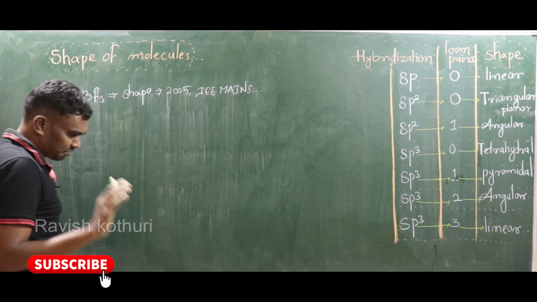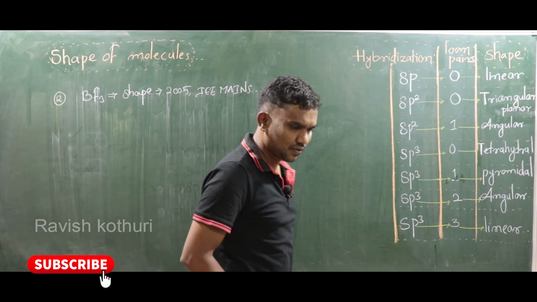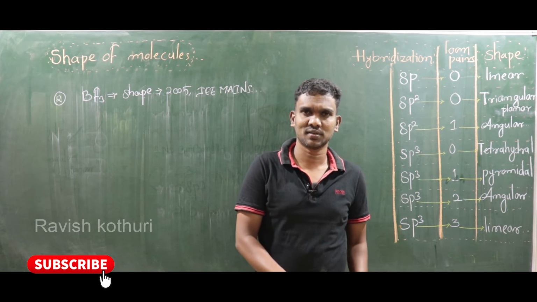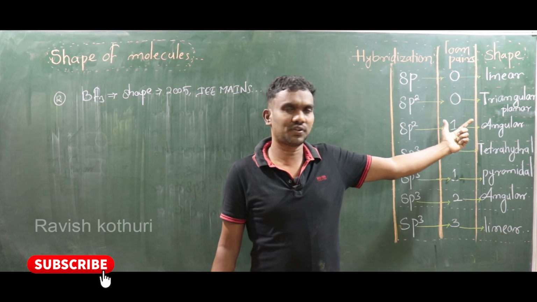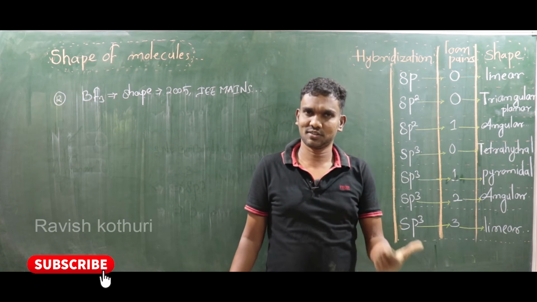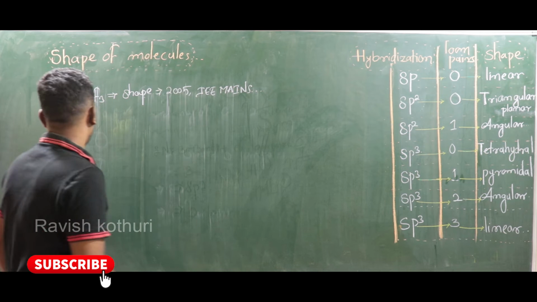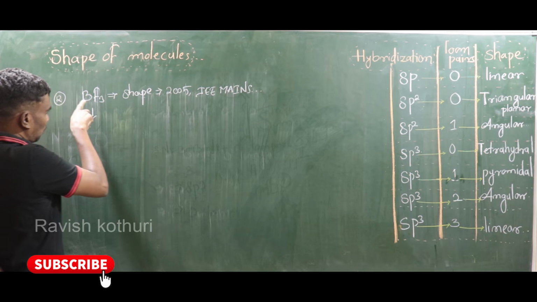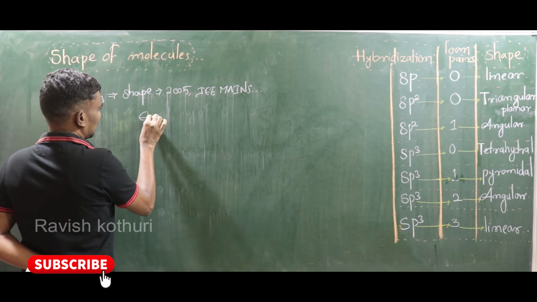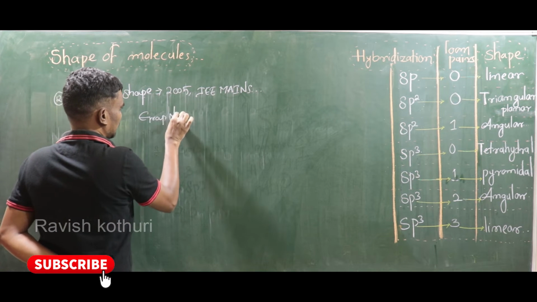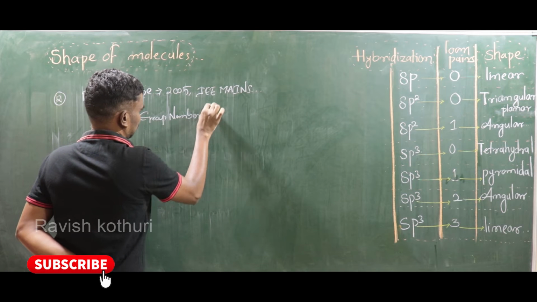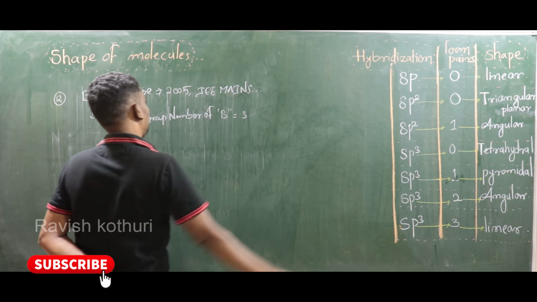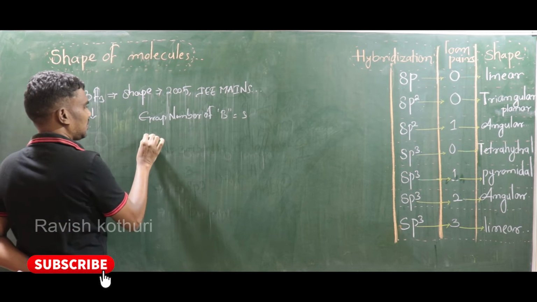Very simple. First we have to find out hybridization. After that, number of lone pairs. If we find out hybridization and then number of lone pairs, you have to see what is the shape of that molecule. So here, observe carefully, BF3. What about the boron group number? Third group.